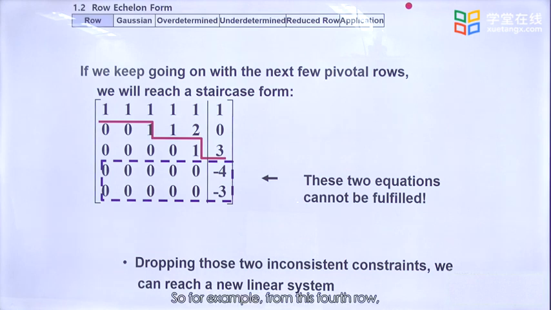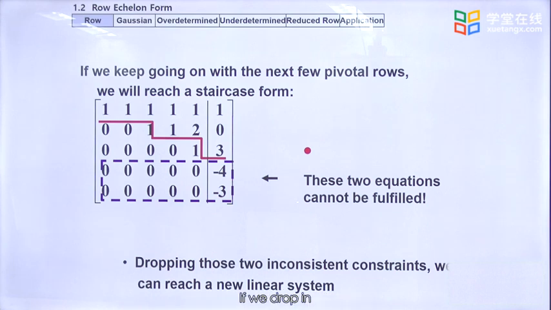So, for example, from this fourth row, you will get 0 times x1 plus 0 times x2 plus 0 times x3 plus 0 times x4 plus 0 times x5 equals -4. So there's no solution, right? How can you get the left side is 0, however, the right side is non-zero? So these two equations cannot be fulfilled. After you transform this system to row echelon form, if you find eventually the left side all zeros in the row and the right side is non-zero, the system is inconsistent.